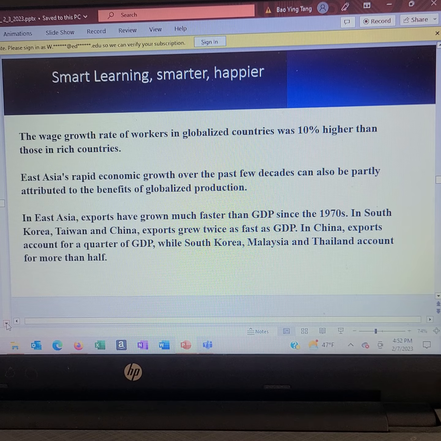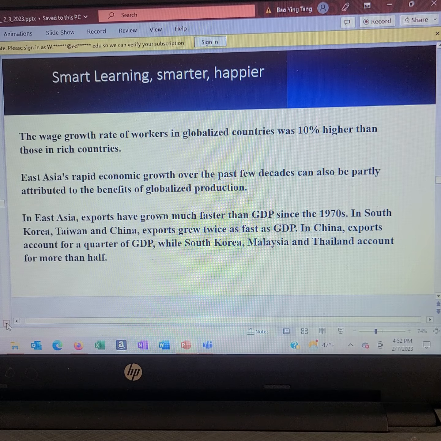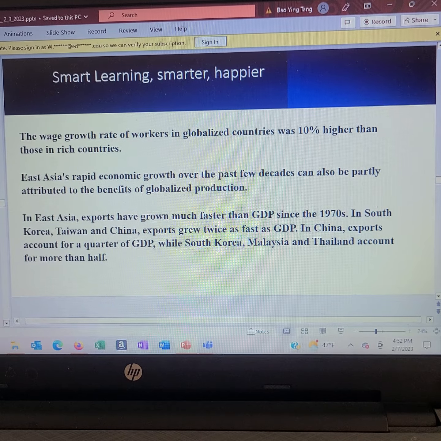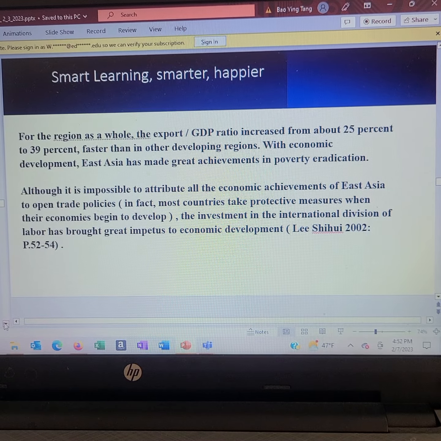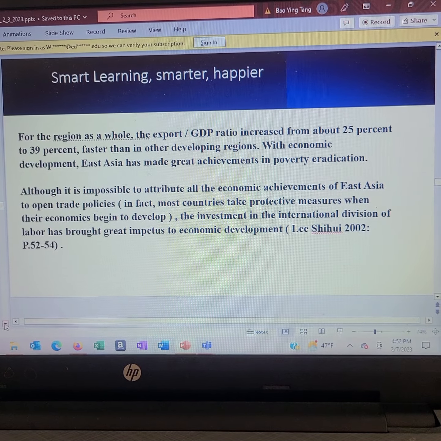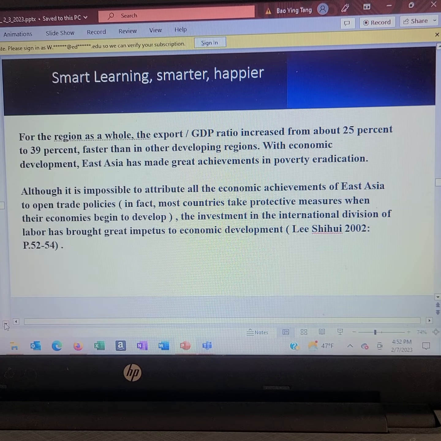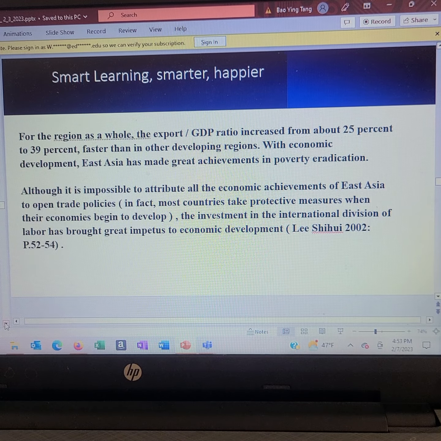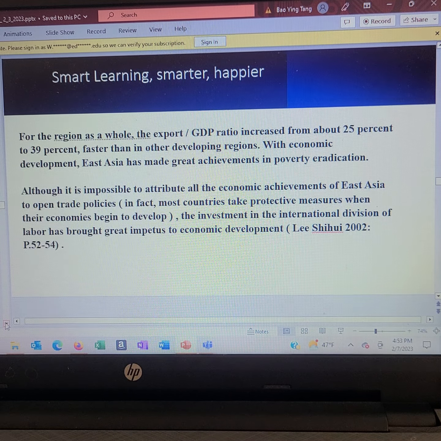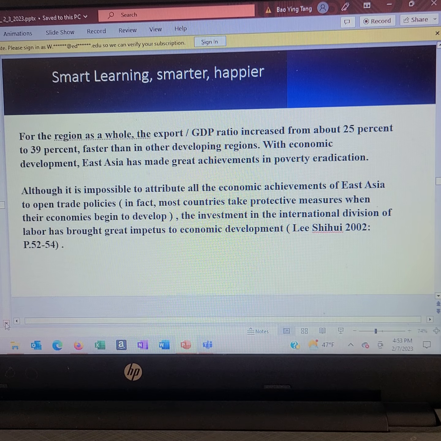In China, exports account for a quarter of GDP, while South Korea, Malaysia, and Thailand account for more than half. For the region as a whole, the export to GDP ratio increased from about 25% to 39%, faster than in other developing regions. With economic development, East Asia has made great achievements in poverty eradication.